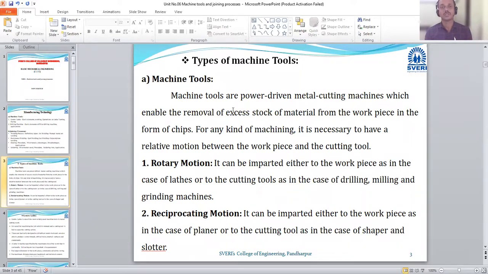Now reciprocating motion. Some machine tools also work in reciprocating motion. For example, hacksaw cutting. If we have to cut the part, the hacksaw blade moves and the workpiece is stationary. Then planer machine, then shaper machine or slotter. These are the machineries which work in reciprocating motion. Okay, get it? So there are two types of motions, that is rotary motion and reciprocating motion. Is anybody having doubt here?